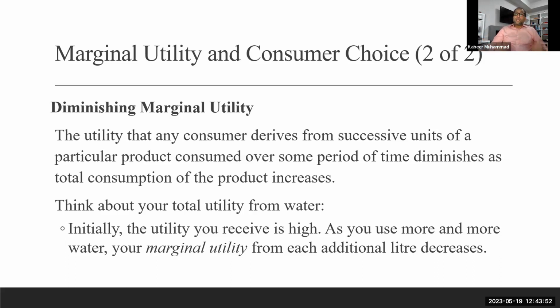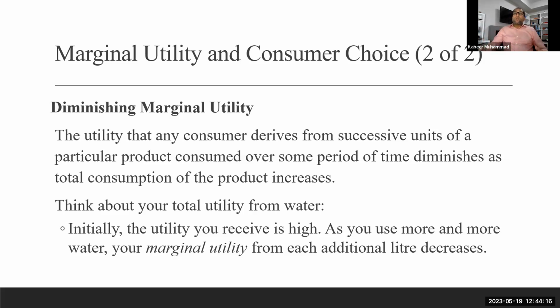But if you are taking units in the same period of time, the marginal utility diminishes as the total consumption of the product increases. So that's an important thing to remember: for consecutive or successive units in the same period of time, the marginal utility is going to be diminished. Although the total utility is going to increase, the marginal utility is going to decrease.